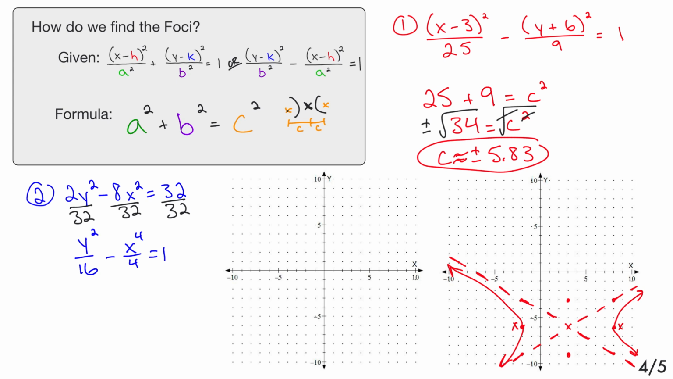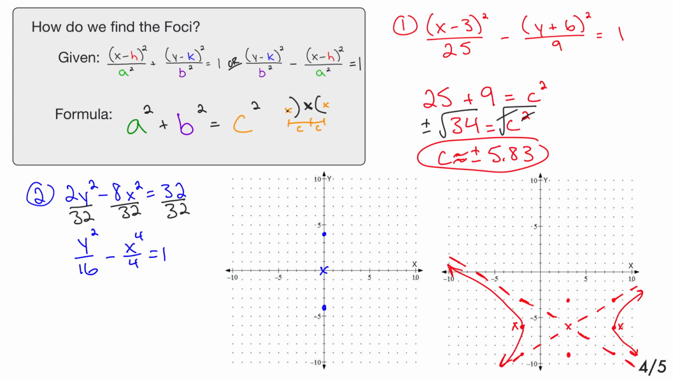Now there's no adding or subtracting happening with the x or the y. So that means we're not moving left or right. That means our center is going to be right at the origin. The value underneath the y squared is 16. The square root of that is 4. So we're going to go up 4. We're going to go down 4.